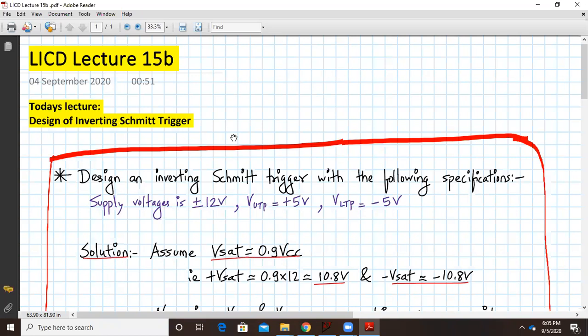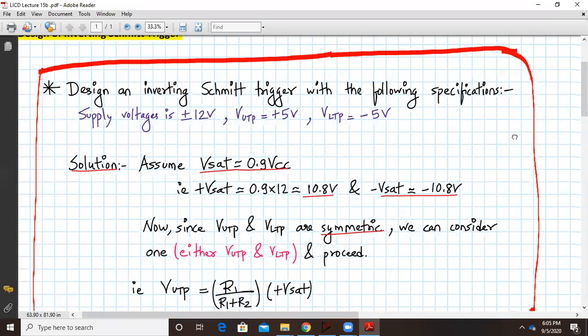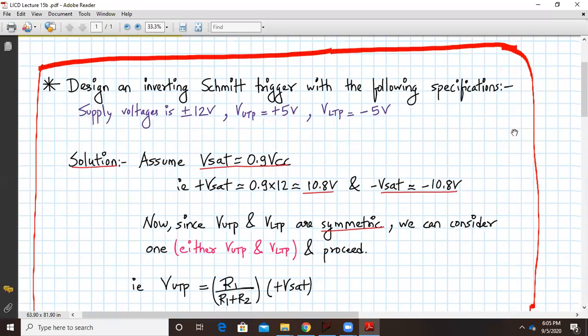Today we are going to design an inverting symmetric Schmitt trigger. So let us start. Design an inverting Schmitt trigger with the following specification. Supply voltage is plus or minus 12. V UTP, that is the upper threshold point, or upper triggering point, is plus 5 and the lower triggering point is minus 5. Now why did I say symmetric? Because the upper threshold point and the lower threshold point values are exactly the same.